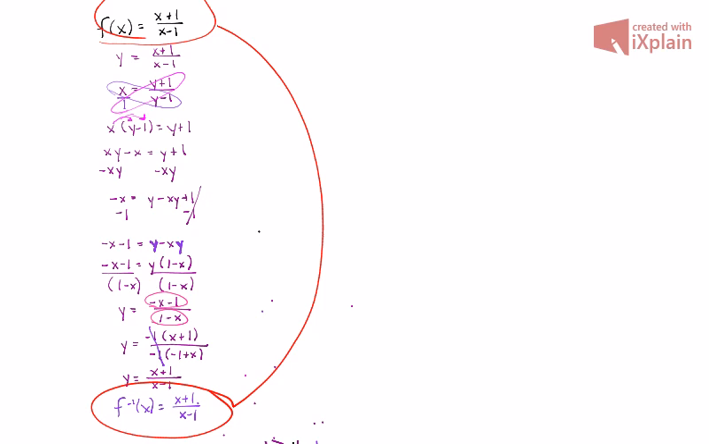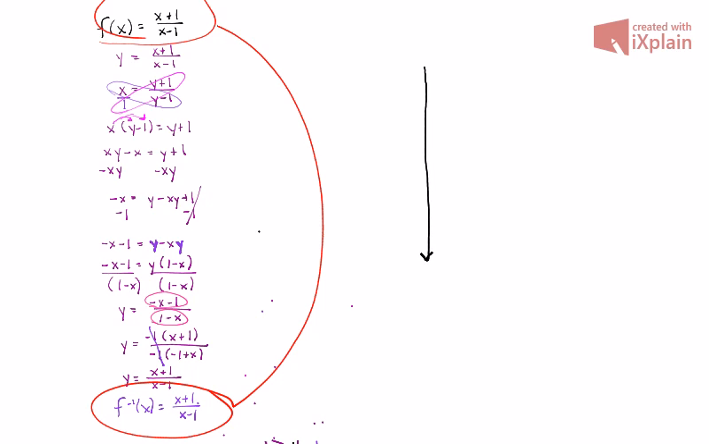I mean, for some of you, you might be thinking, well, we did all of that work just to show that the inverse is itself. So yes, but at the same time, it's kind of cool that you can make something so complex out of something so simple.